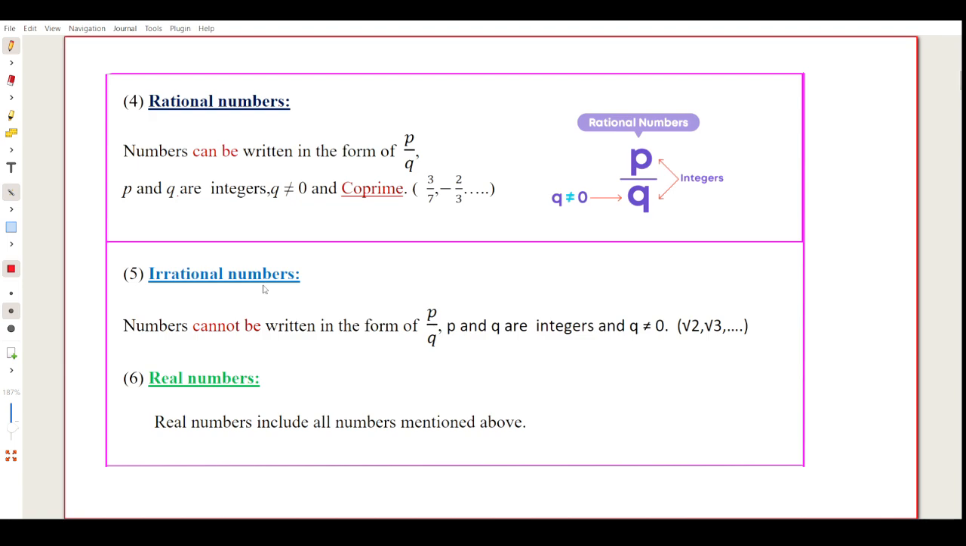Next, irrational numbers. If the number cannot be written in the form p by q, where p and q are integers and q is not equal to 0, that is called an irrational number. Next, real numbers. Real numbers include all the numbers mentioned above, that means natural numbers, whole numbers, integers, rational numbers, irrational numbers. All these numbers are called real numbers.